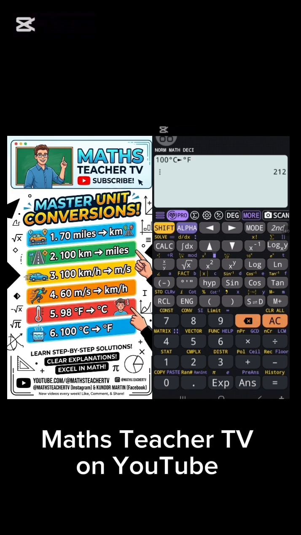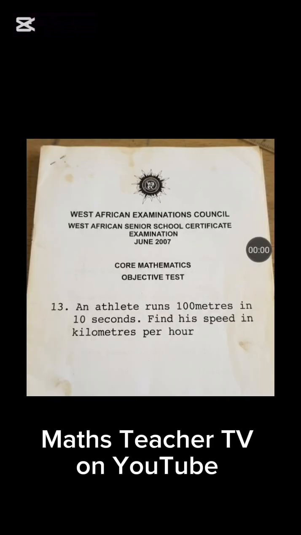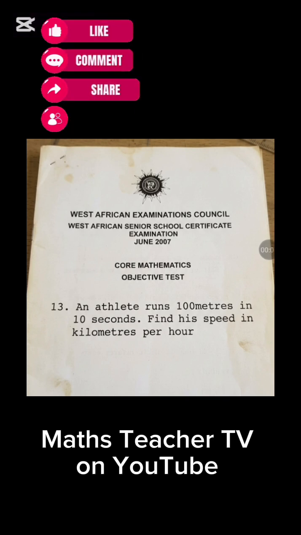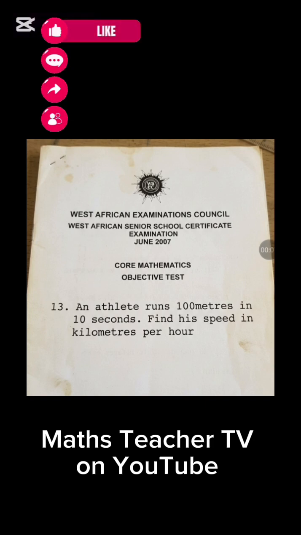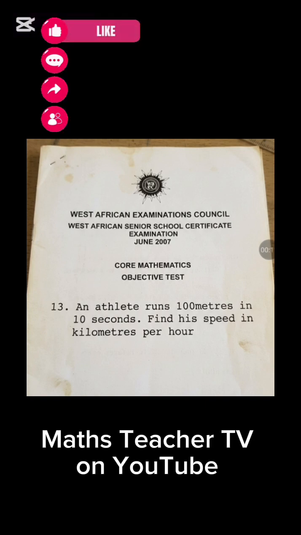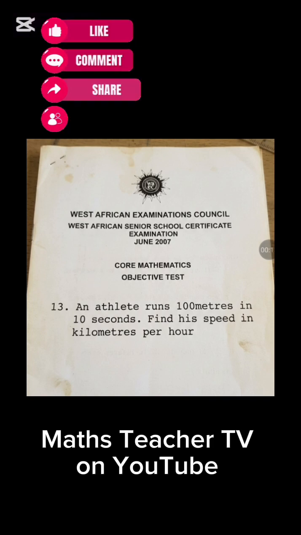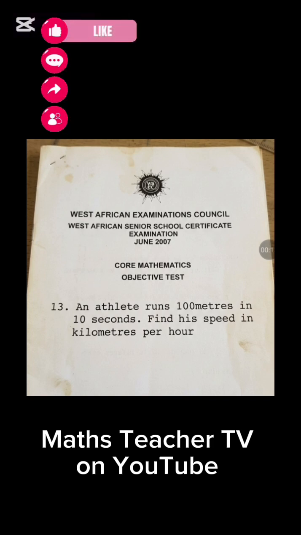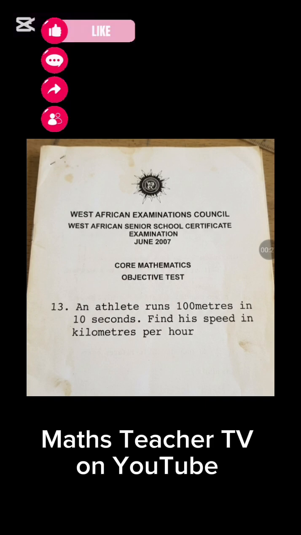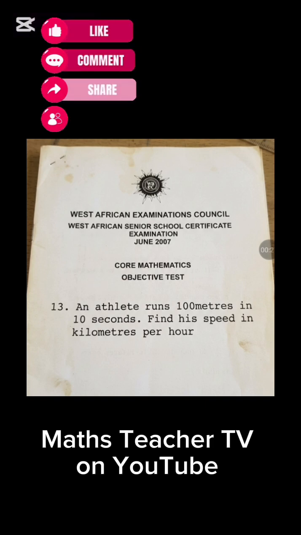Good. So let's proceed and solve a WASSCE objective question that you can use your calculator so easily to get the answer and move ahead. Let's proceed to solve a past question. And this past question came from the 2007 June Core Mathematics WASSCE examination. And the question reads, that's objective question 13.